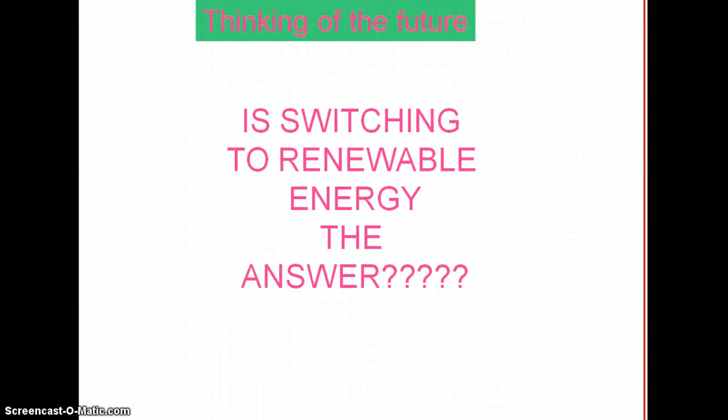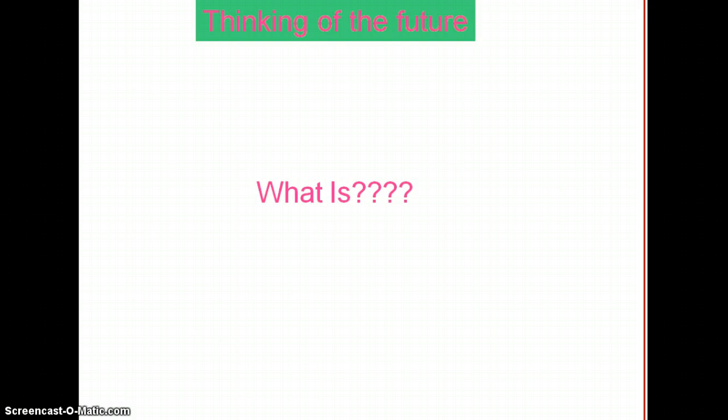So we ask ourselves, is switching to renewable energy the answer? What do you think? Eventually you're going to have to. It's inevitable. Okay, that's what you were saying.